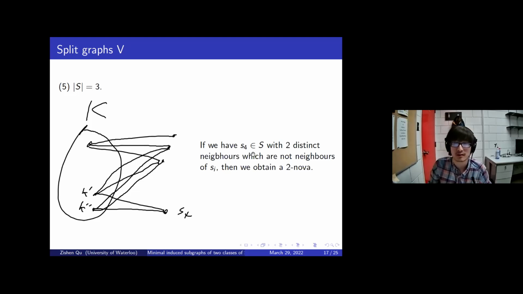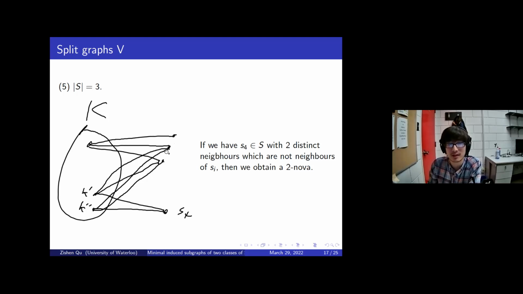Now I have the first part. Okay, claim 5 is that we want to show that the set S has exactly 3 vertices. So suppose that the set S has more than 3 vertices. And I'm going to take it so that 3 of these are incident to K, and S4 is down here somewhere. So in the first case, I'm going to have S4 incident to 2 vertices that are both not neighbors of a single Si. So say there's no edge between K prime and S1, and there's no edge between K double prime and S1.